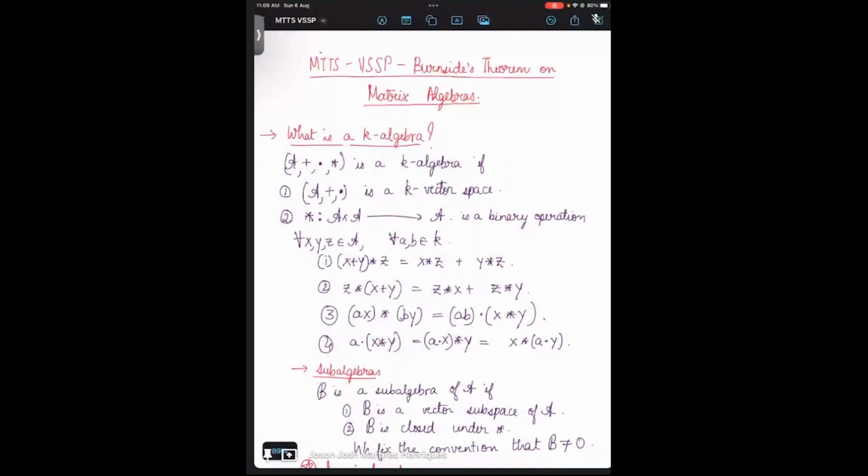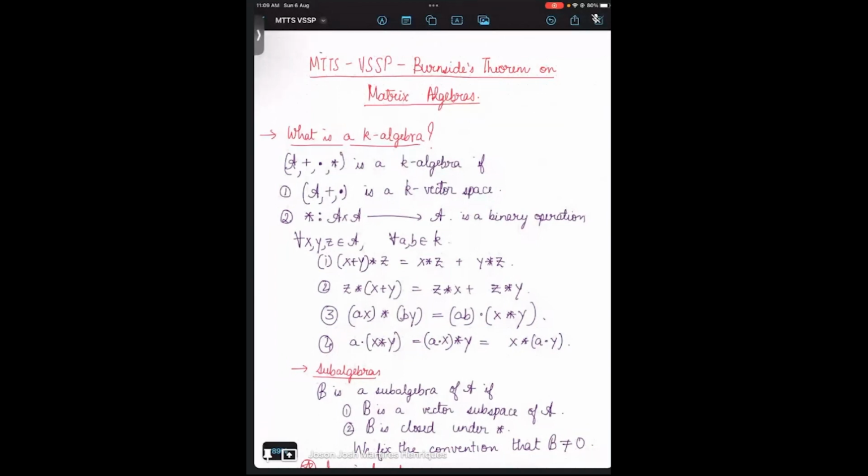So my topic is Burnside's theorem on matrix algebras, and the plan for this talk is that I will start with defining some basic things about algebras because it might be a new concept to some people, and then we state finally what Burnside's theorem is, and eventually move to a proof of that. So first of all, the first thing to introduce is what a K-algebra is.